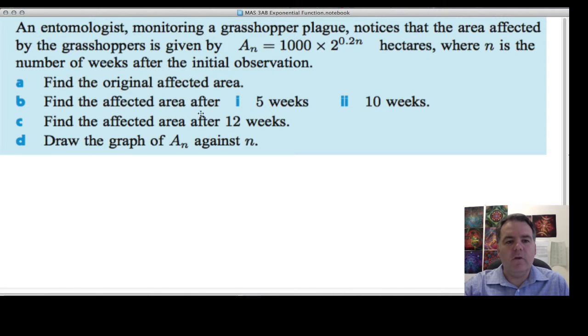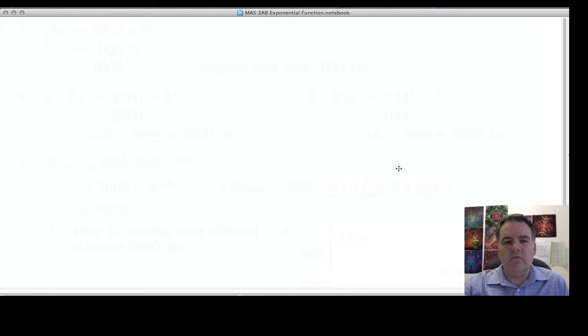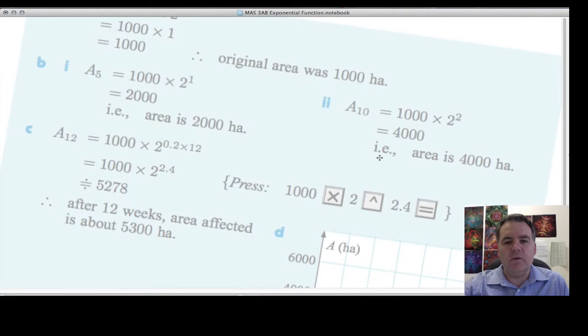The next question, finding the affected area after 5 and 10 weeks, we use the same equation, just substitute in 5 and 10. Find the affected area after 12 weeks, same thing, and then draw the graph. Let me show you the answers, which you need to see for this one here.